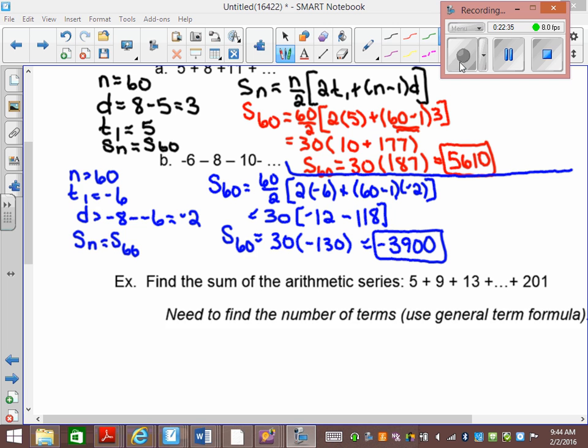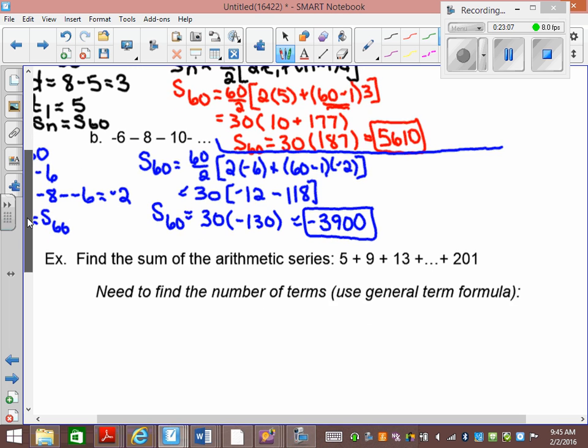So you get negative 3,900. Does negative make sense? That it needs to sum to a negative number? Yeah, all the numbers are getting to become bigger negative numbers, so your sum is going to be negative, right? Sometimes when it starts off with a lot of positives, but then ends up turning into negatives, like say it starts at 100, but it has a common difference of -3, sometimes your sums will be super small then, right? Because the positives will cancel out all the negatives. So it depends on what you're dealing with.